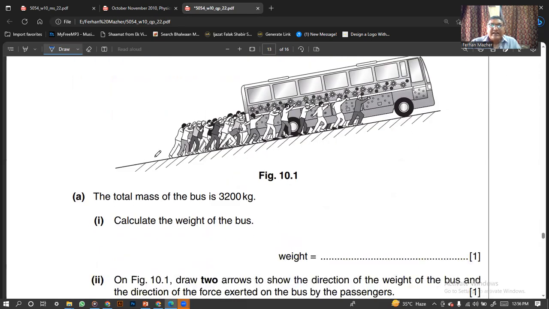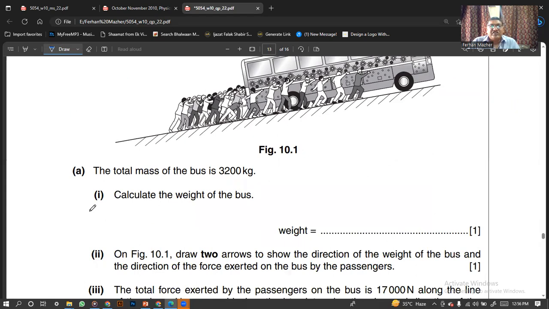So here we have that slope. They are pushing this bus upward on this slope. The angle of this slope with the horizontal is 10 degrees. The total mass of the bus is 32,000 kg. Calculate the weight of the bus. If you know the mass, you can easily find out the weight.